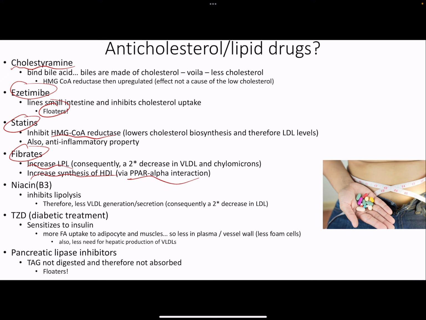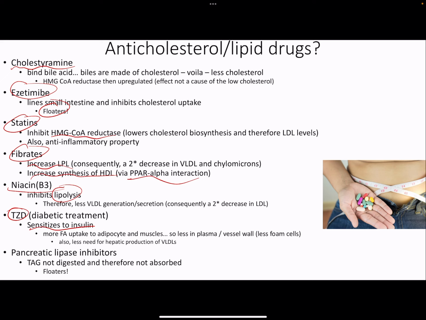And niacin, B3, inhibits lipolysis. Okay, well, that means my fat's going to stay in my adipocyte, right? No fatty acid mobilization, or less. And so that just means I'm going to have less fats in the blood if more of it is stored in the adipocytes. And TZD, this sensitizes you to insulin.